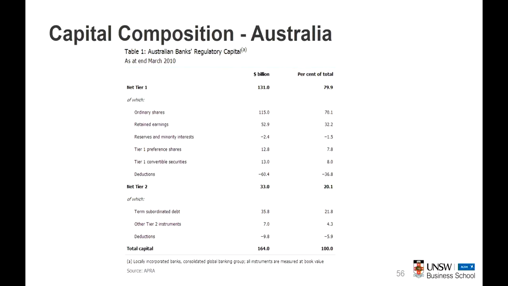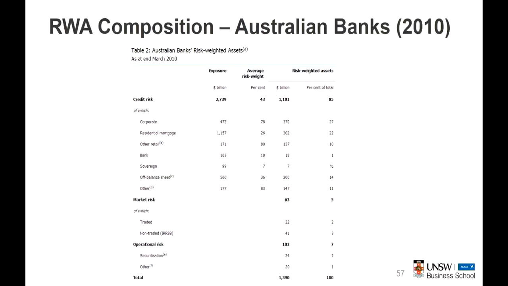And if we look at tier 2, Tier 2 will put term subordinated debt, other instruments, and then also deductions. So ultimately, we've got about 20% net in Tier 2. And then the next table, it's also 2010, but I don't think it fundamentally changed.